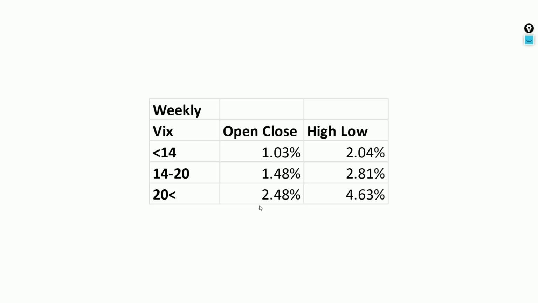When the VIX is under 14, we can expect a move of close to around 1.03%. So this is from the opening of the week to the closing of the week. Similarly, when the VIX is greater than 20, the expected move is around 2.48%. So I'm going to show you how exactly this is going to make a difference. Before coming to open and close, let's quickly look at the high and low. So this is around 2% and this is going to be around 4.63%. So we are first going to look at this 2%.